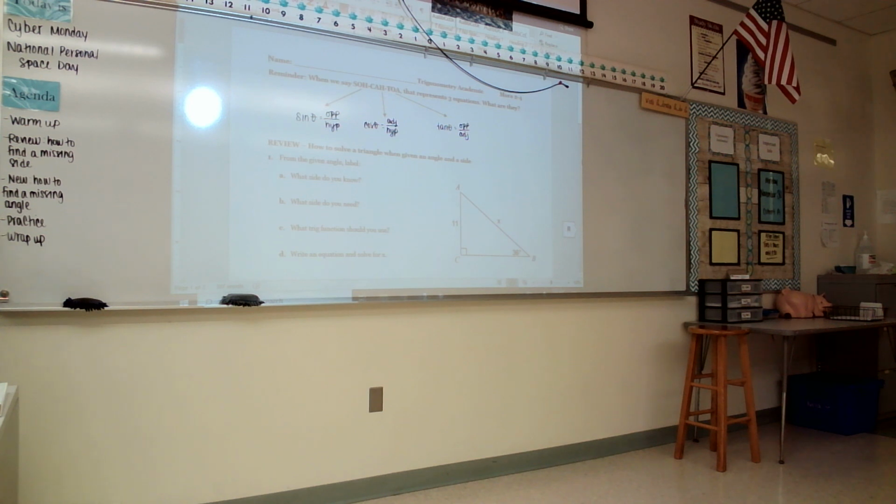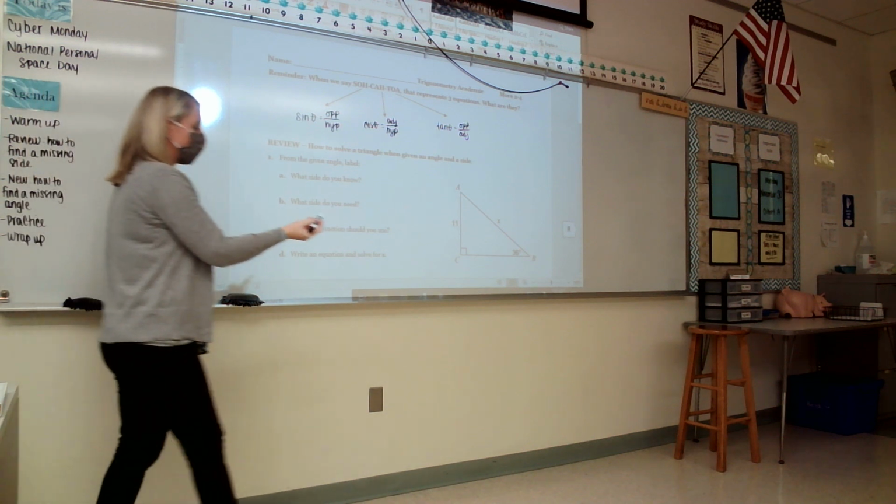Number 1 is review. So how to solve a triangle when given an angle and a side. So basically, I'm always going to give you these steps because I know they're hard to remember. So I will try to guide you through the problem as we're doing them, and even on an assessment, I will try to do the same. So from the given angle, I just go and find the given angle.